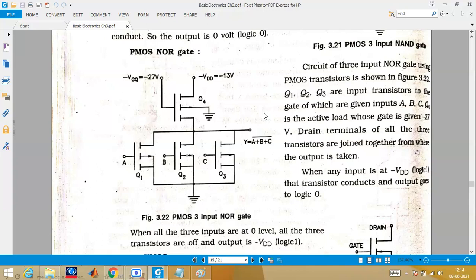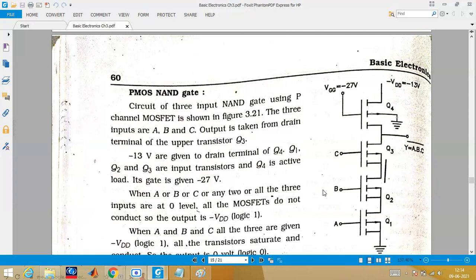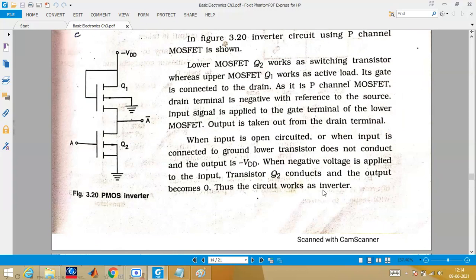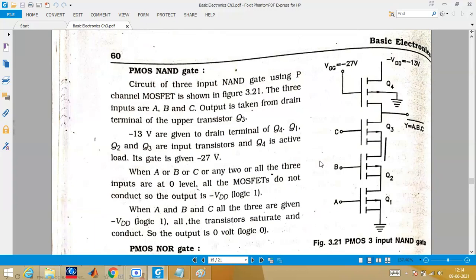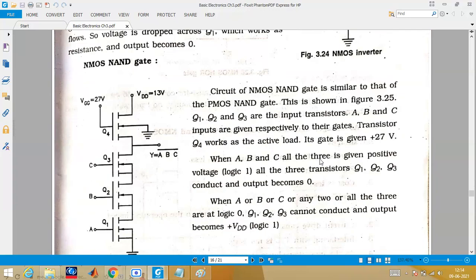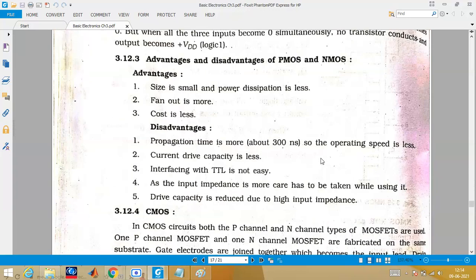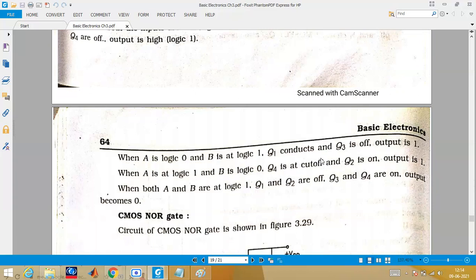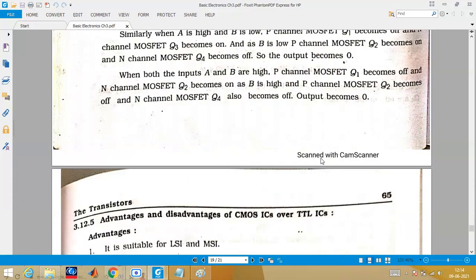In case of any doubt, you can ask me. Do you have any doubt till the PMOS design of NOR and NAND? No, sir. And the inverter? If your inverter is clear, other things will be very easy, right? So in tomorrow's session, we will study about NMOS and CMOS. That will end this chapter.